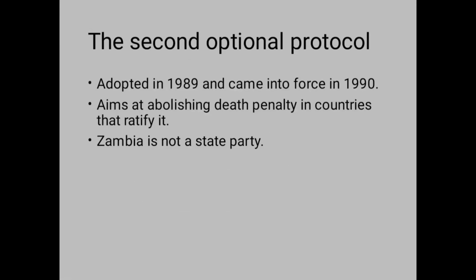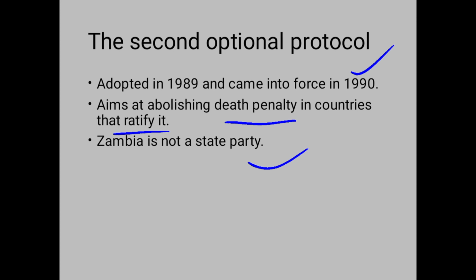Apart from the first optional protocol, we have the second optional protocol. This one was adopted in 1989 and came into force in 1990. What is its aim? It aims at abolishing the death penalty in countries that ratified it. It abolishes what? Death penalty. Now, Zambia is not a state party to the second optional protocol. That's why we still have what? Death penalty in our country. Zambia is not a what? A state party.